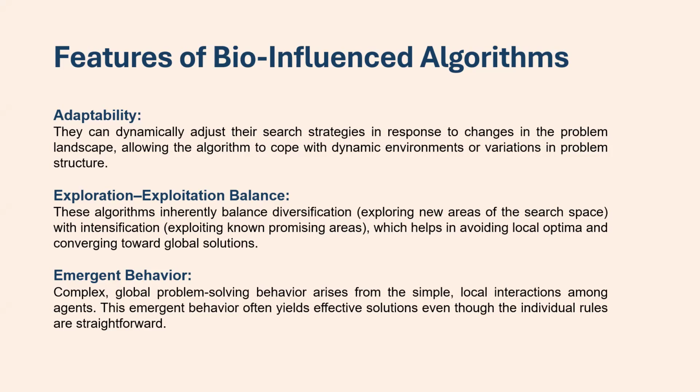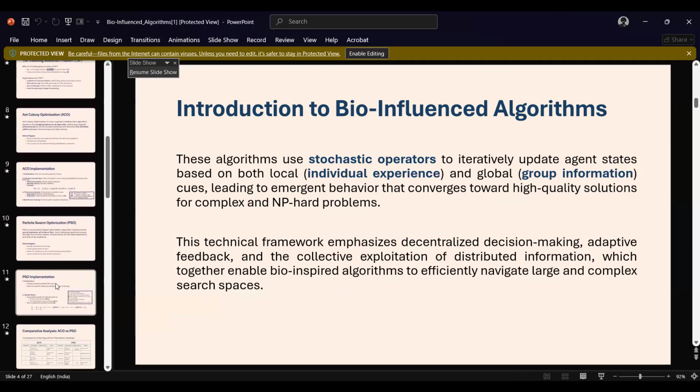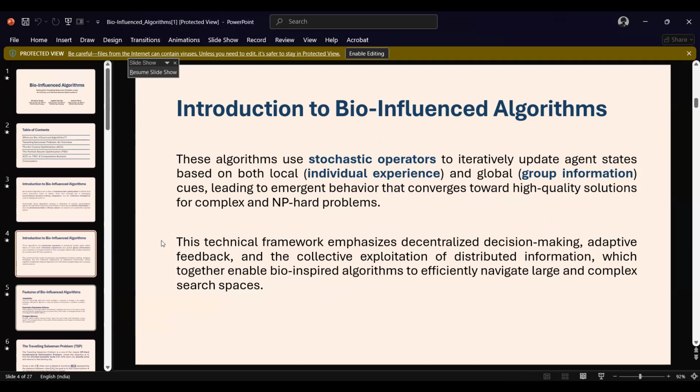Next is the exploration-exploitation balance. This is one of the most important features. The algorithm knows how to balance between two things: exploration, which means searching in new or unknown areas, and exploitation, which means focusing on areas that already seem promising. This balance helps prevent the algorithm from getting stuck in a local optimum, which is good but isn't the best. By exploring and exploiting smartly, the algorithm can move towards the best possible answer, known as the global optimum.